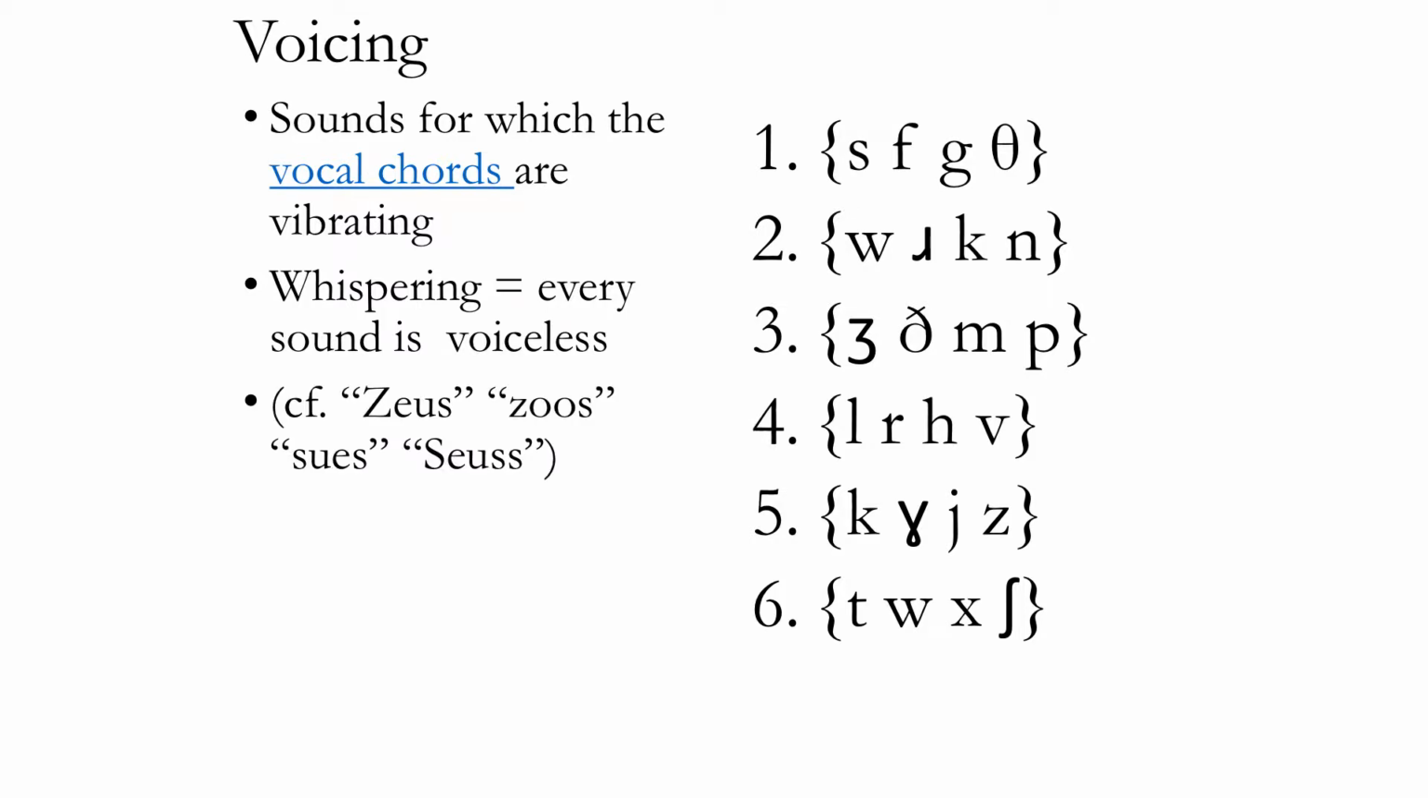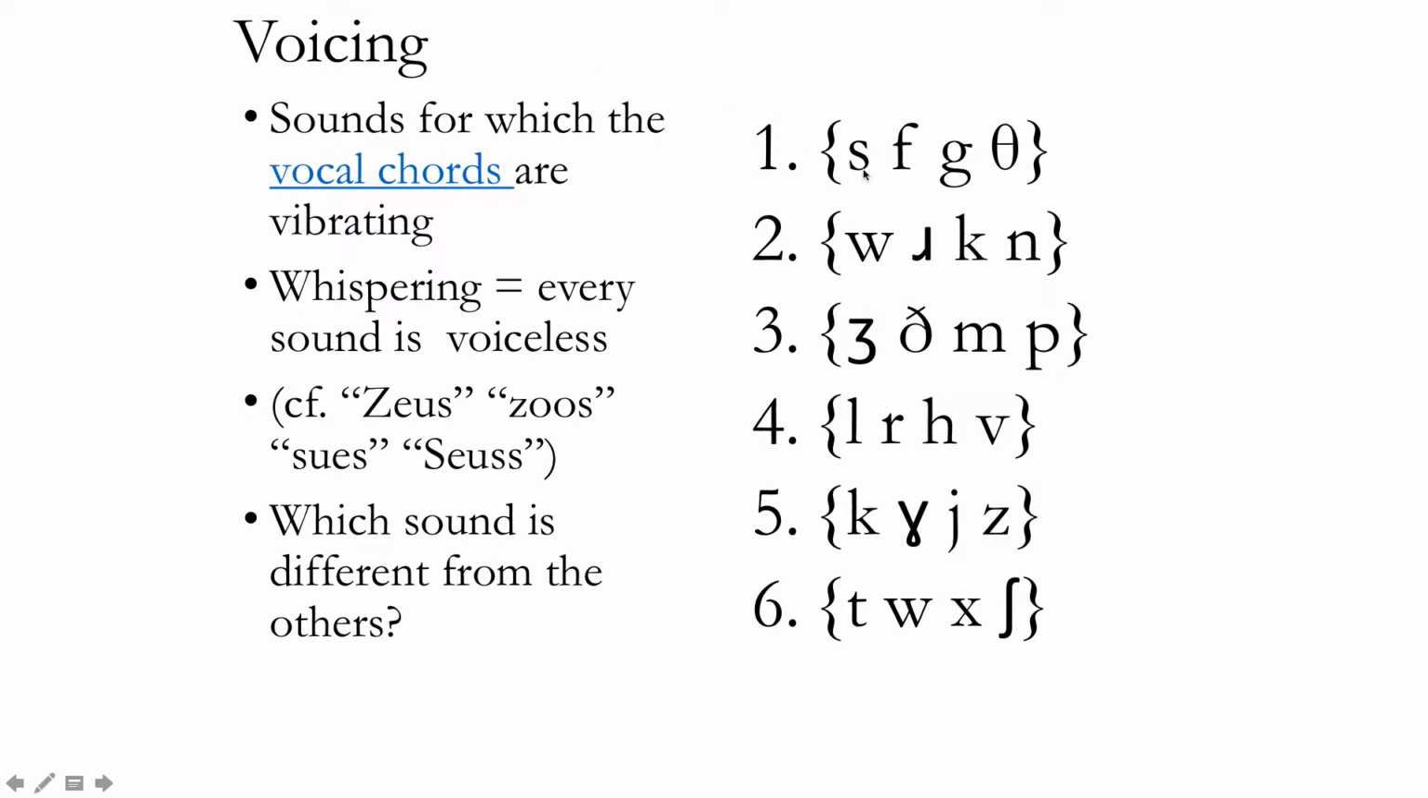Like if we look at these four English words, Zeus, the first sound is voiced, the second sound is voiceless. Zoos, both the first and the last sounds are voiced. Suze, then the first sound is voiceless, the last sound is voiced. And Seuss, like Dr. Seuss, both the first and the last sounds are voiceless. So you can see these voiced, voiceless contrasts are used pretty productively. All four of these words have the same vowel. All four of these words start with an alveolar sound and end with an alveolar sound, a fricative. The only difference is the voicing.